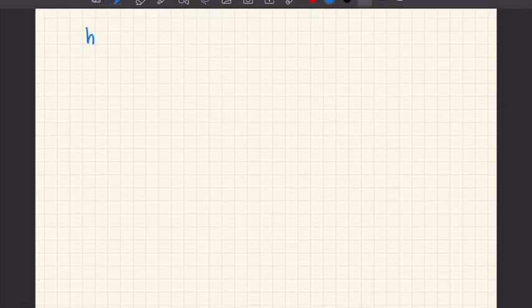Okay. Then, using this inverse image, we define measurable functions.